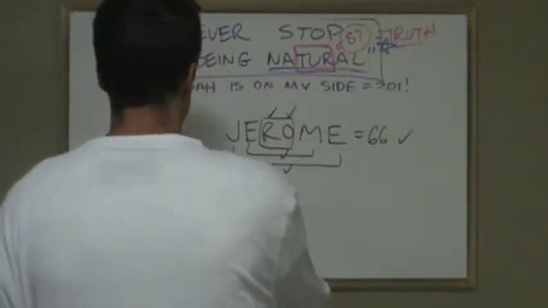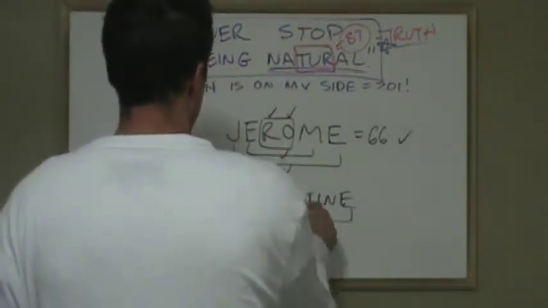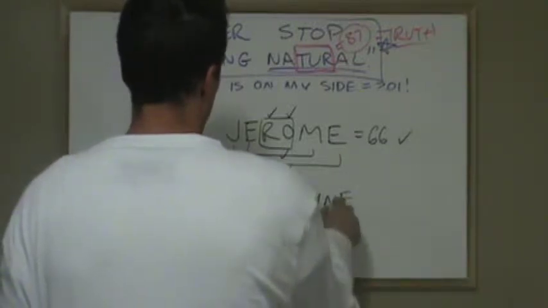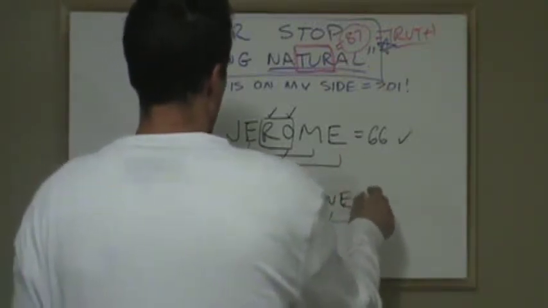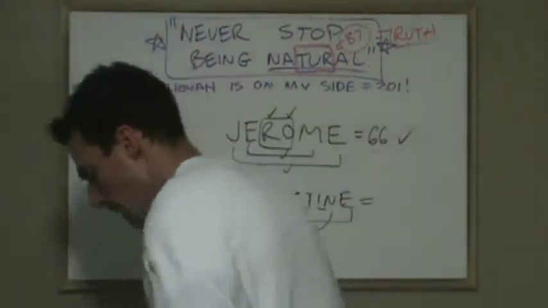And then Augustine. Similar phenomenon. Bookends at least. ST, I'm just going to throw it together. GN, I'm going to throw it together. These letters all divide by 3. I believe Augustine is like 108 divided by 3. Okay. But I want to stick with the program.